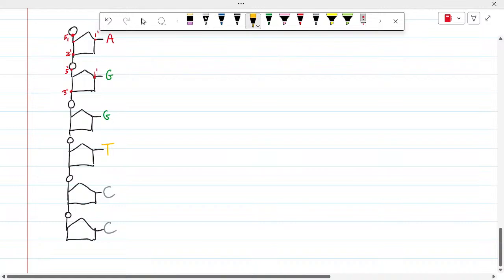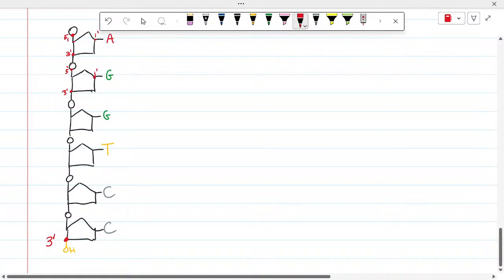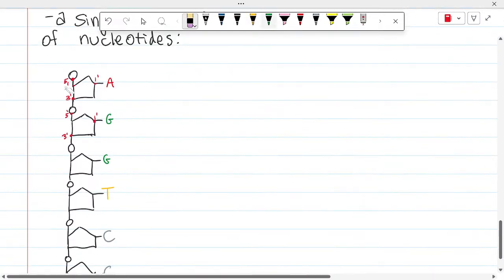And on the very last one of these, what would have to be down here? Well, an OH group, right? And on the very last one, what carbon is this? 3 prime. So at the 3 prime end, there would be an open hydroxide, right? And what would be present up at the 5 prime end? This very last one. Yeah, we'd have an unbound phosphate, right? So at the 5 prime end, we'd have an unbound phosphate. I should have said.